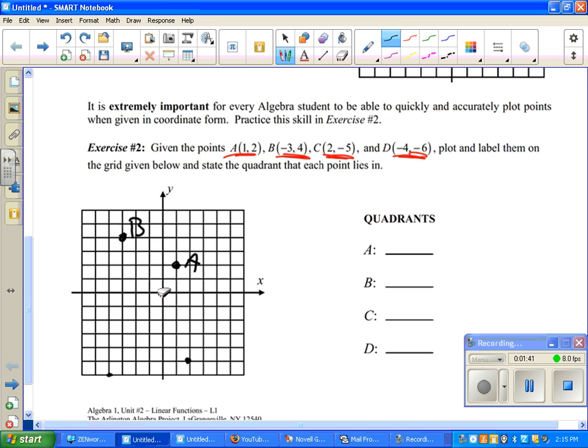Now we label the points. A is in quadrant 1, and B is in 2, C is in 4, and D is in 3. Okay, now we turn the page to 34.